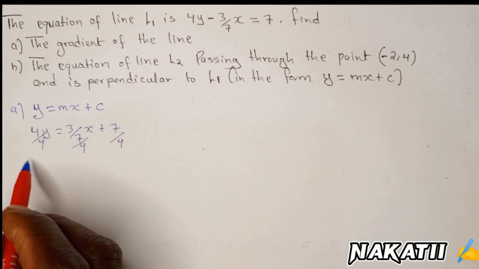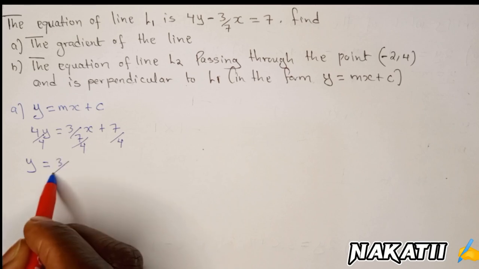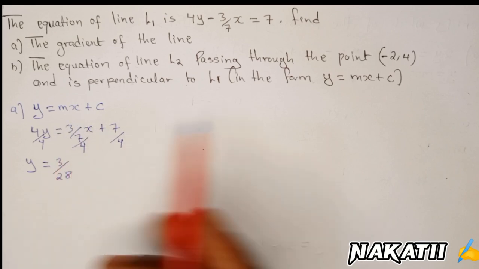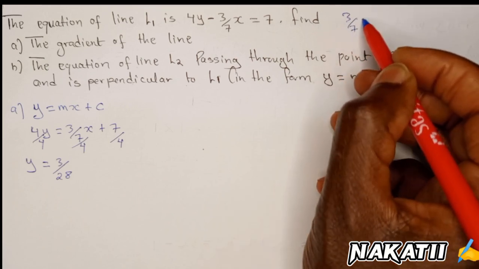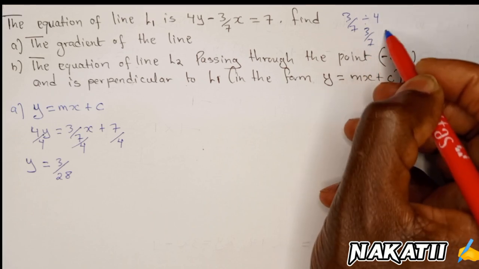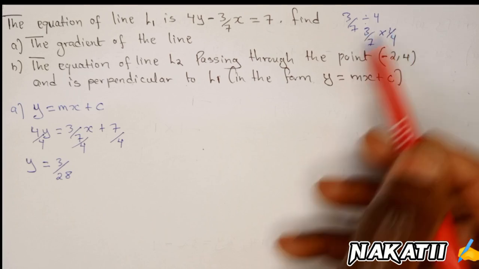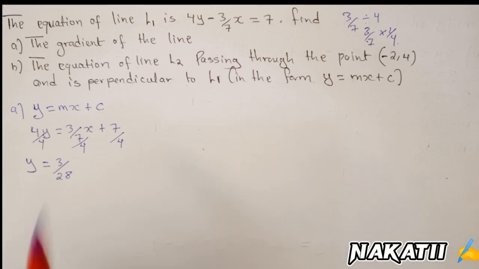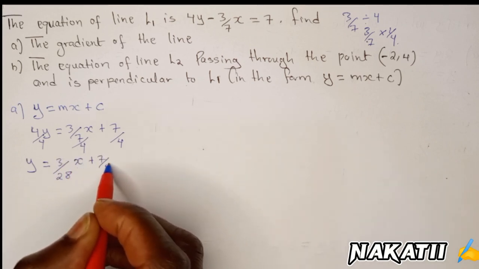So you're going to have y is equal to 3 over 28. If this one is simplified, 3 over 7 divided by 4 is the same as 3 over 7 times 1 over 4. 3 times 1 is 3, 7 times 4 is 28. So that will be 3 over 28x plus 7 over 4.